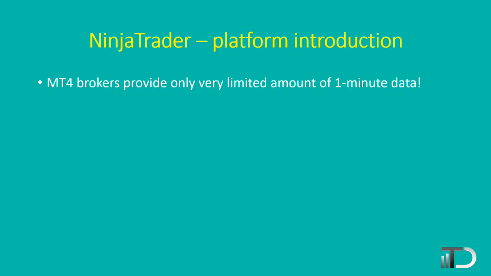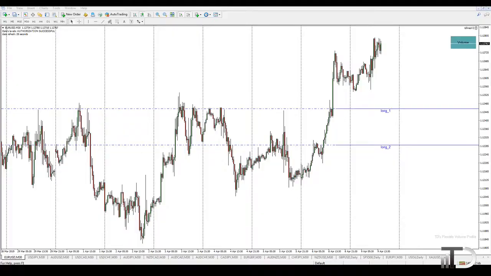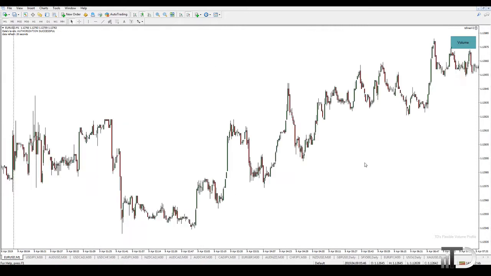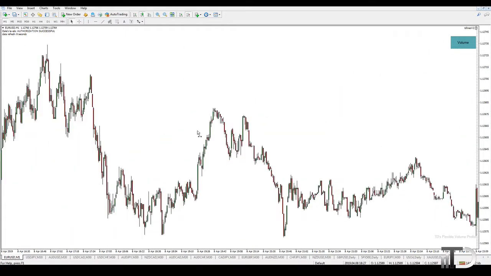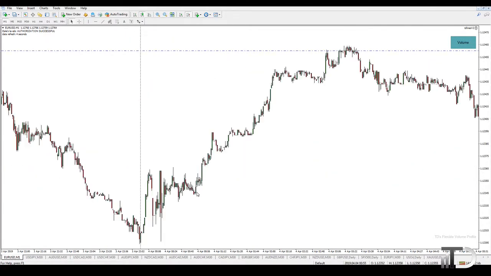So let me now show you how you can tell how much of the 1 minute data your MetaTrader broker gives you. So on the screen before you, you can see a MetaTrader platform, and right now I have 30-minute chart. If I switch to 1 minute chart, then let me show you how you can tell how much of the 1 minute data you have, alright? So today is the 9th of April 2019. So let's scroll back and see how much 1 minute data we get.